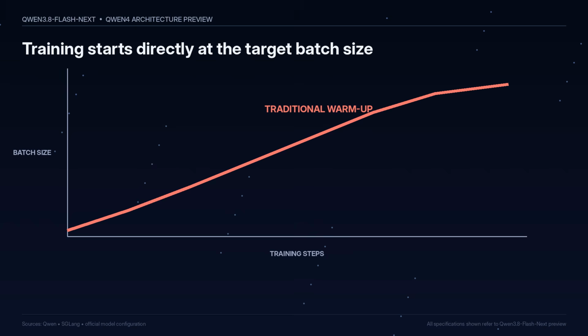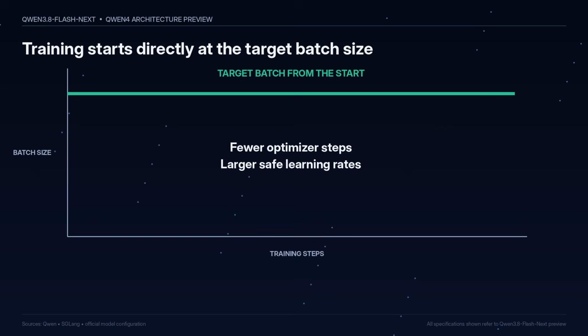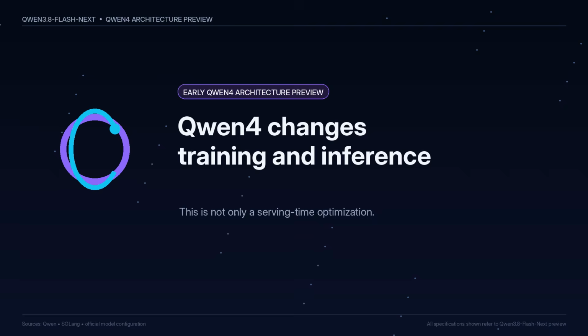They also refitted their scaling laws specifically for this architecture. And interestingly, Qwen says traditional batch size warm-up was unnecessary for this training setup. They can begin training directly at the target batch size while using larger learning rates. So Qwen4 isn't just a new inference architecture. The training recipe itself is changing with it.